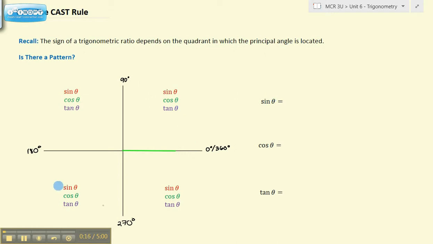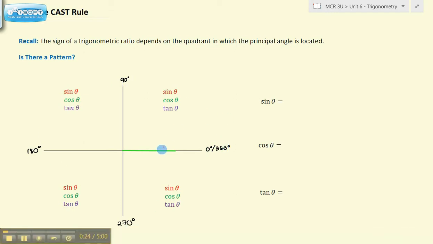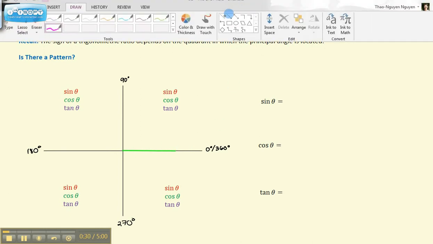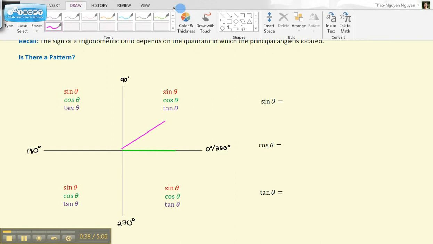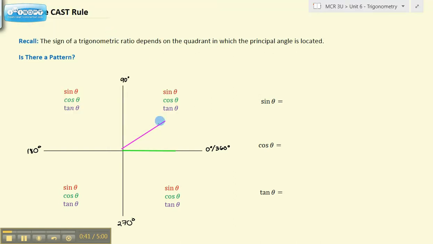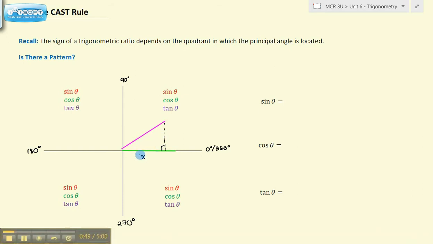So here I have my Cartesian grid with the axes labeled 0, 90, 180, 270, and 360. I have already drawn my initial arm, which is in green here, which is always on the 0 axis. Then if I draw my terminal arm in the first quadrant, I can form a right angled triangle with the 0 axis. In this quadrant, my x value is positive, my y value is positive, and my r value, which is always positive as well.